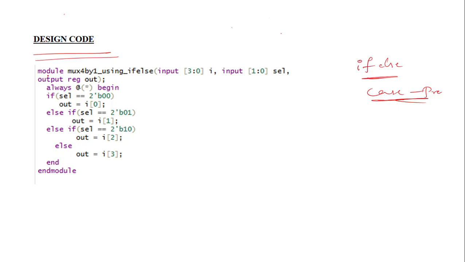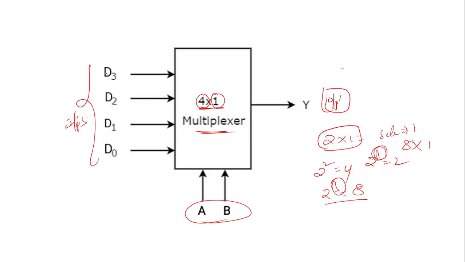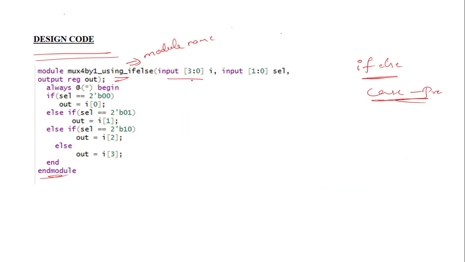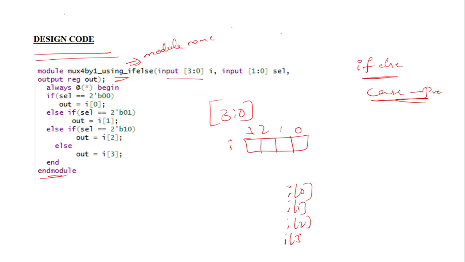You know that Verilog code starts with module and ends with endmodule. After module we follow with the module name. You can take any module name here, and then there are the inputs and outputs. What are the inputs? There are 4 inputs, so you represent [3:0], which is indexing: 0, 1, 2, 3, four parts. So I of 0, I of 1, I of 2, I of 3. Like that we have considered the 4 inputs.